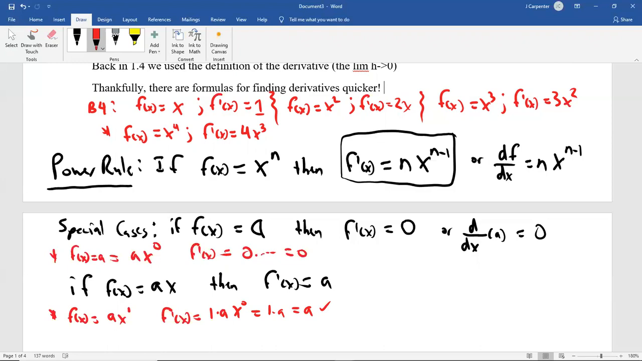So it's nice to know these two special cases off the cuff. You can still apply the power rule every single time, but you will see them hundreds of times. So I suggest that you know the derivative of a constant is 0, and the derivative of a linear term is the coefficient. Extremely helpful to know.